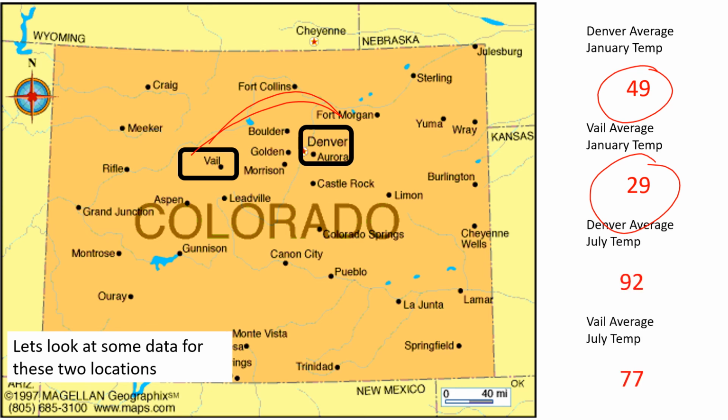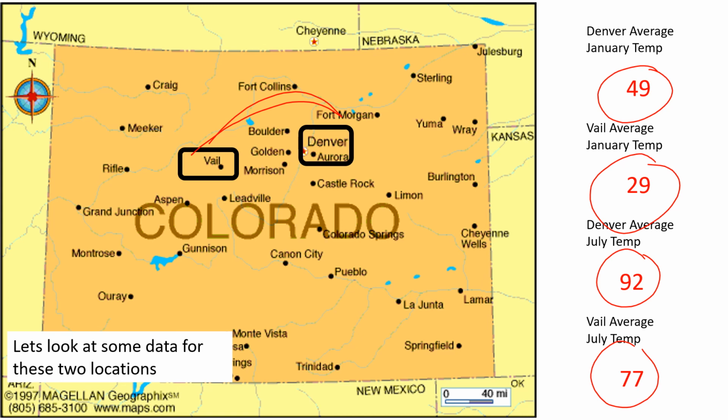Now let's look at summertime. Well, Denver in the summertime is 92 and Vail is 77. So it doesn't matter if it was summer or winter, Vail seems to be colder than Denver. It's always colder. Well, this is not something that can be explained with proximity to water because they're both away from the water.